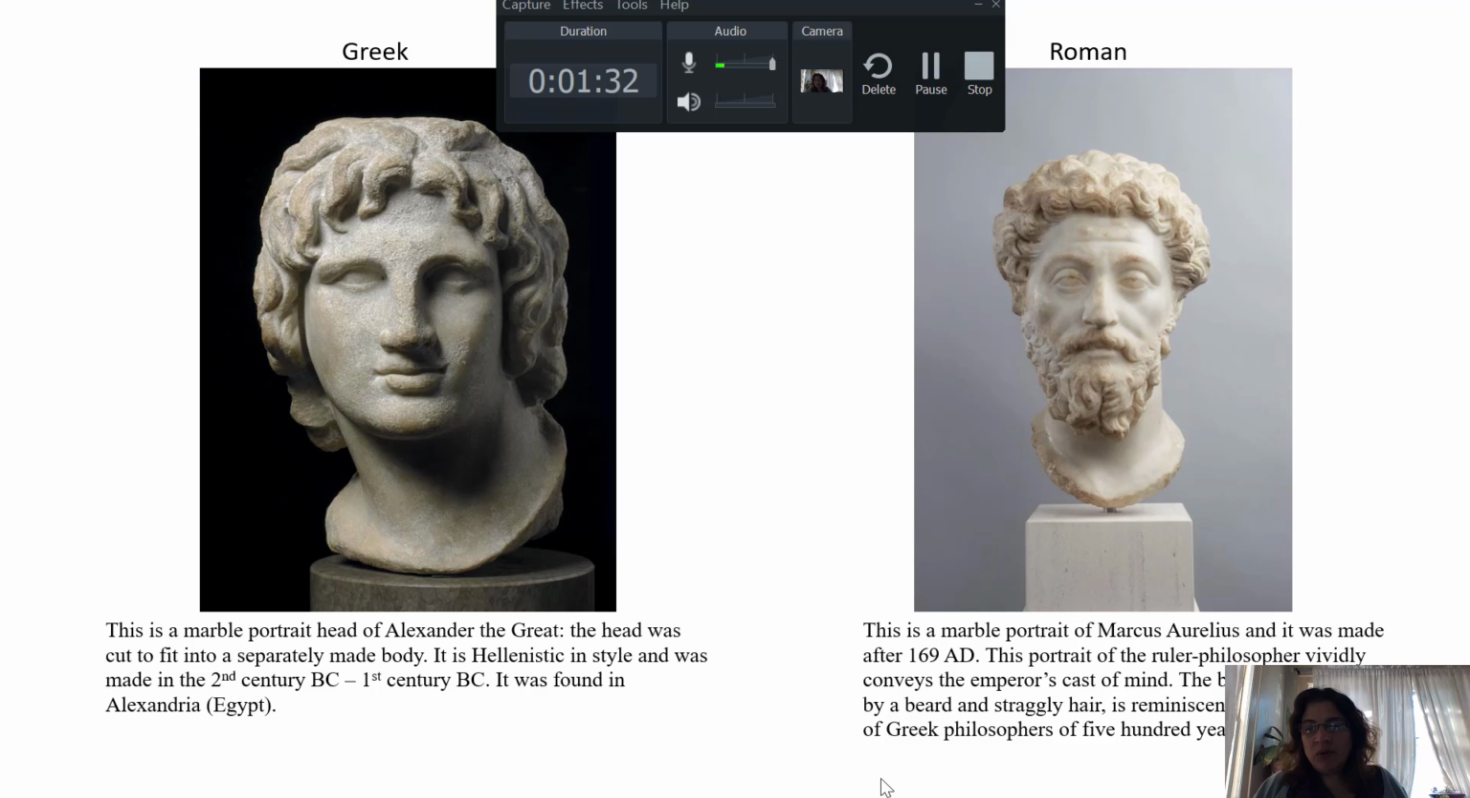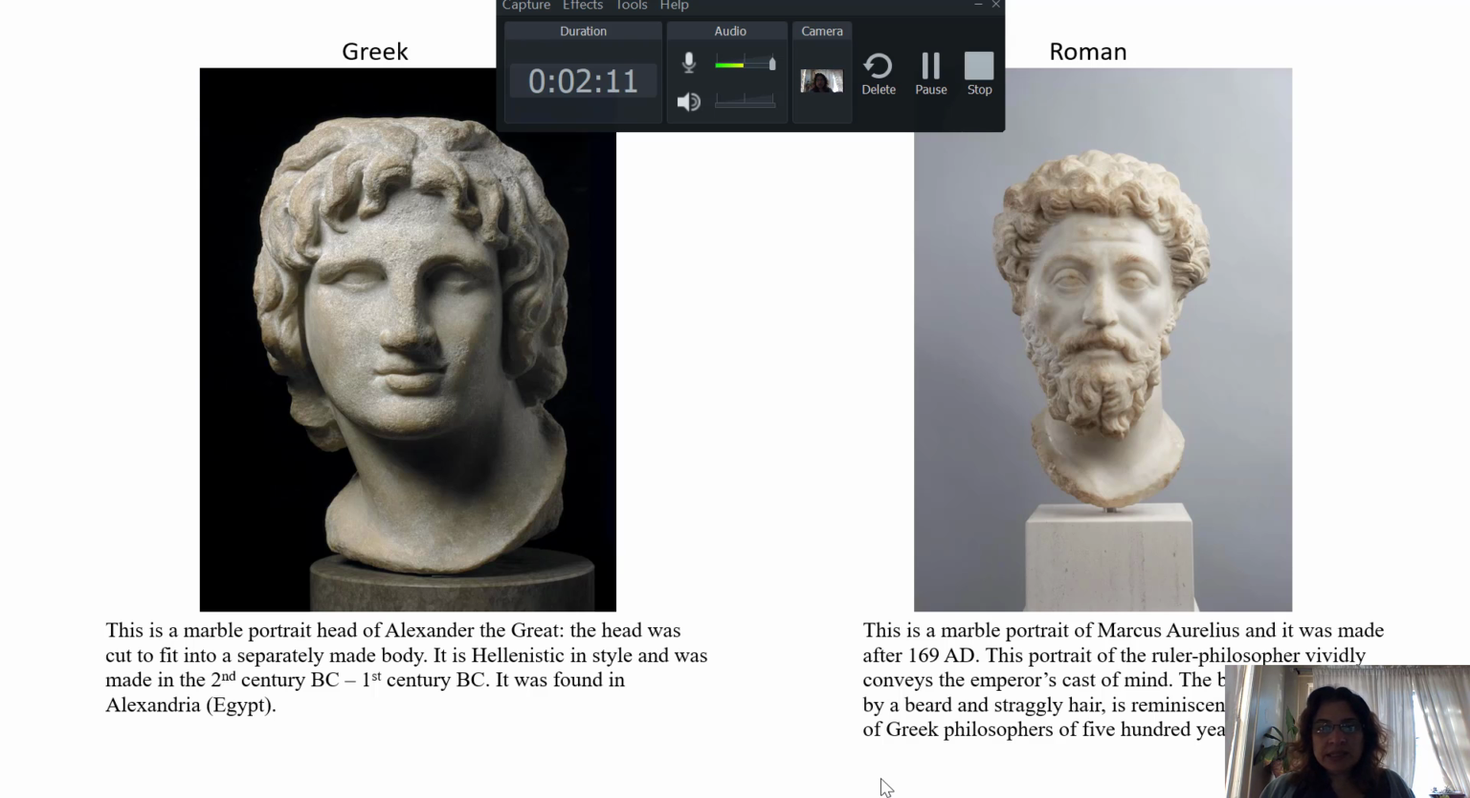This is a marble portrait of Marcus Aurelius, and it was made after 169 AD. This portrait of the ruler philosopher vividly conveys the emperor's cast of mind. The broad face, framed by a beard and straggly hair, is reminiscent of the portraits of Greek philosophers of 500 years earlier. And you could think of him looking something like Plato or Aristotle or Socrates or something like that.